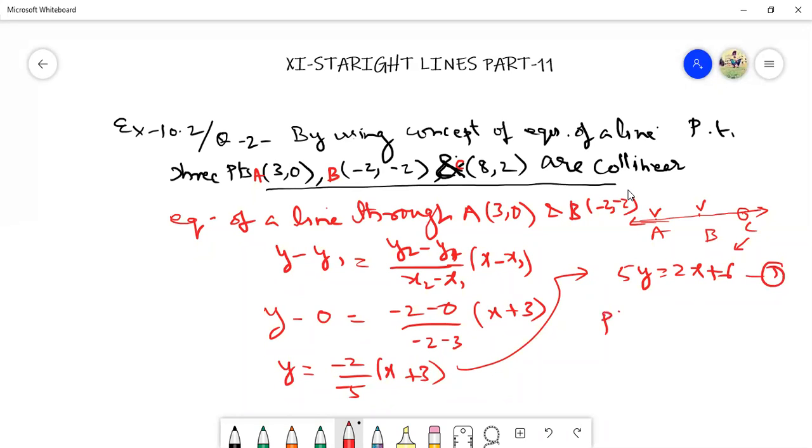Now put the point C, which is (8, 2), that is x is equal to 8 and y is equal to 2, in this equation number 1. If it satisfies, then the points lie on the same line, they are collinear. If it does not satisfy, they are not collinear. So we put y is equal to 2: left side 5 into 2, right side is 2 into 8 minus 6.